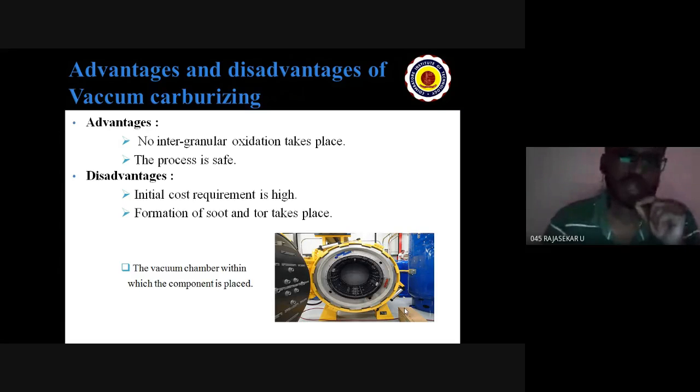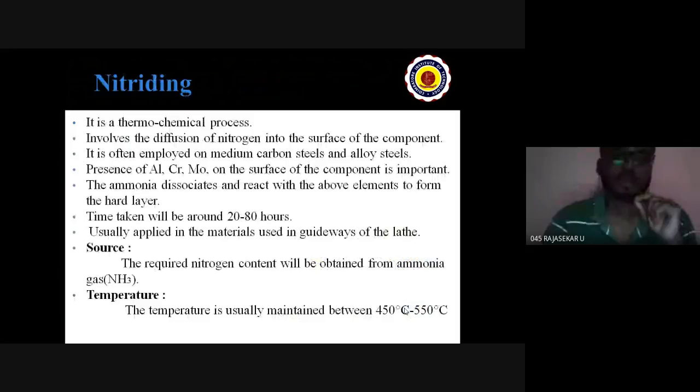Then comes the nitriding process. It is also a thermochemical process. It is a bit different from the carburizing process. There, the diffusion of carbon takes place. Here it is a diffusion of nitrogen into the surface of the component. It is usually employed on medium carbon steels and alloy steels.